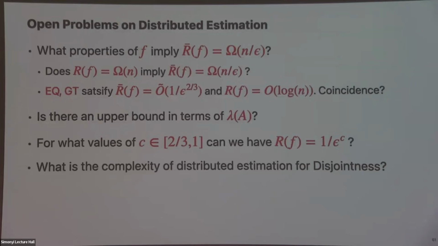It would be nice if there were an upper bound in terms of lambda A, which explained this. But if you believe that the complexity of set disjointness is 1 over epsilon to the 2/3. In terms of Boolean functions, we only know examples of functions where the dependence is 1 over epsilon to the 2/3 and 1 over epsilon. I'm sure there are others, but we don't know what they are.